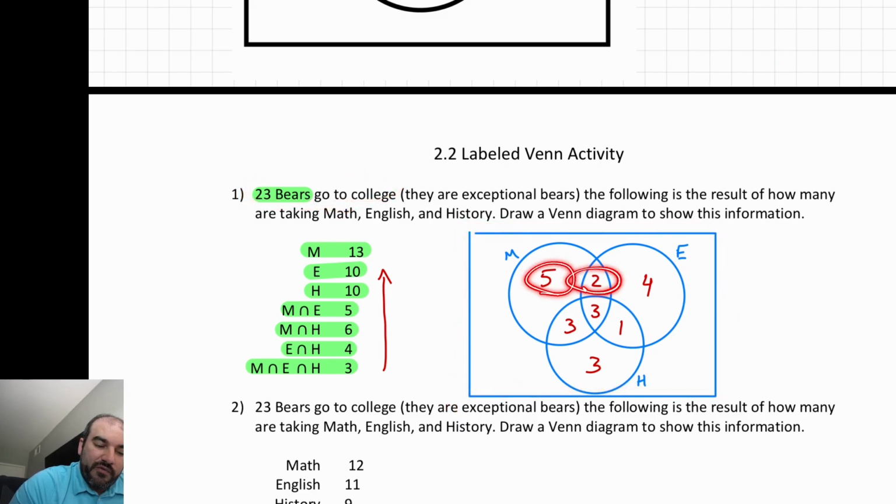So whatever we didn't account for in here in the math, English, and history classes, because maybe there are bears that aren't taking any of those classes, right? Those would be out here in the box, not necessarily in these 3 circles. So we need to add all of these up and then figure out how many bears are left over to place out here. I'm seeing 2s. 5, 7, 11, 12, 15, 18, 21. So there's 21 bears accounted for in this area. That means there are 2 bears, and those 2 bears are not taking English, math, or history.